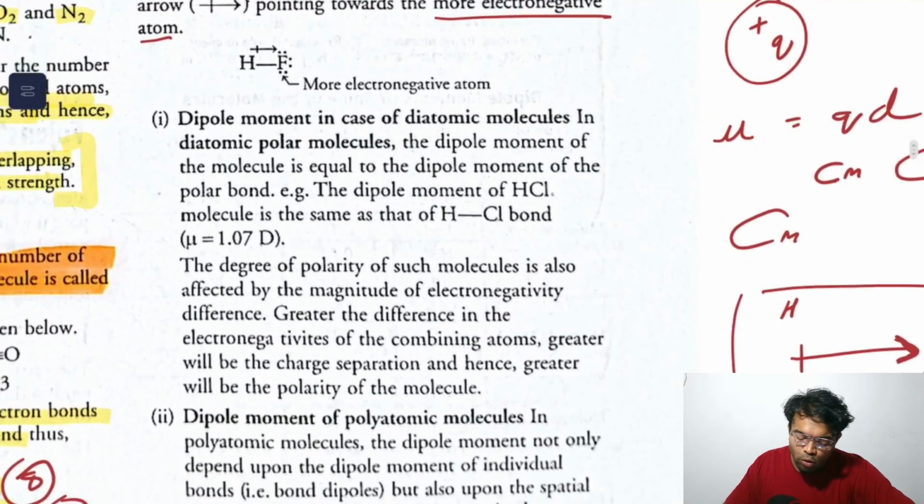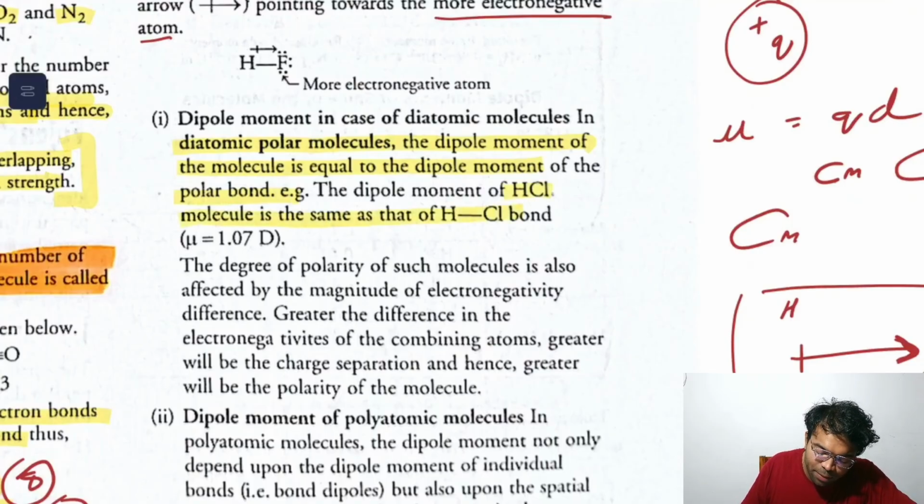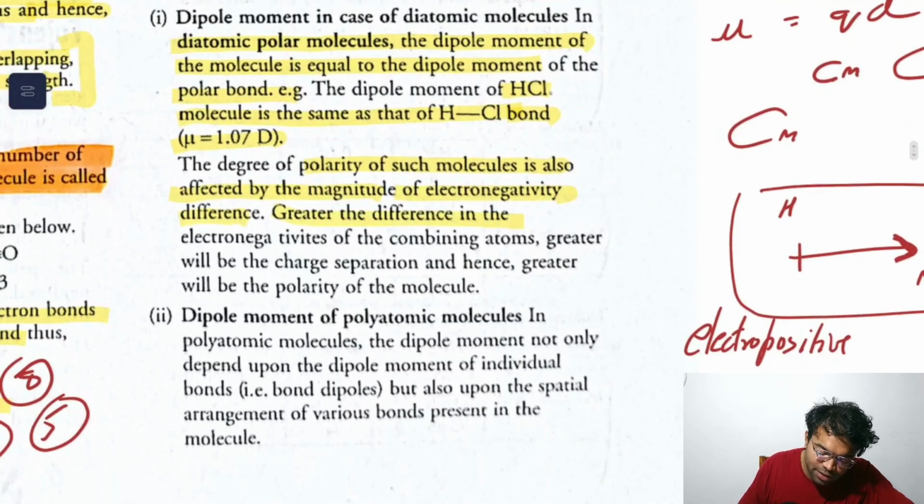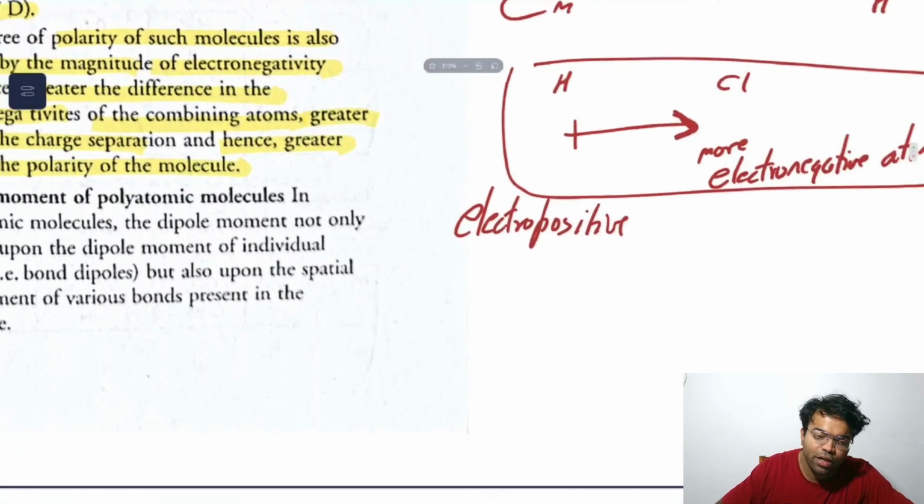Okay. Dipole moment in the case of diatomic molecules. In diatomic polar molecules, the dipole moment of the molecule is equal to the dipole moment of the polar bond. The dipole moment of the HCl molecule is the same as the HCl bond. Okay, it is 1.07 Debye. The degree of polarity of such molecules is also affected by the magnitude of their electronegativity differences. The greater the difference in the electronegativity of the combining atoms, the greater will be the charge separation, and hence the greater will be the polarity of the molecule.